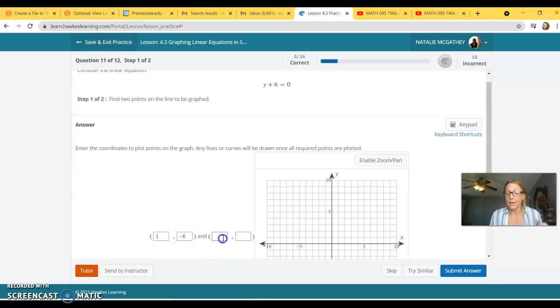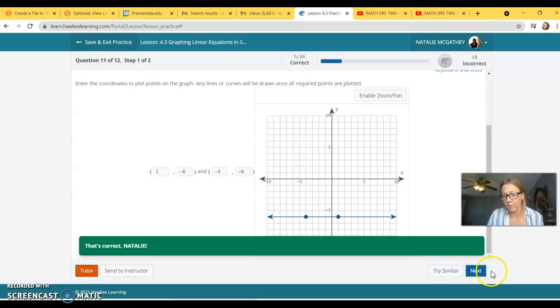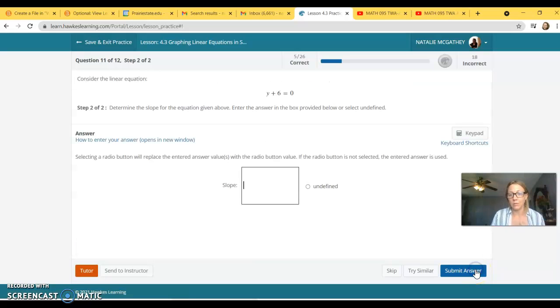Now I'm going to plot another point too. It could be any number you like. I used the number 1. You could use the number, I don't know, negative 4. And then whatever you plug in for x for this particular problem, the corresponding y coordinate has to be negative 6. And now, once you plug in those numbers, Hawks is going to graph the line for you. Remember, you want to graph it on paper so that you get those skills. Okay?